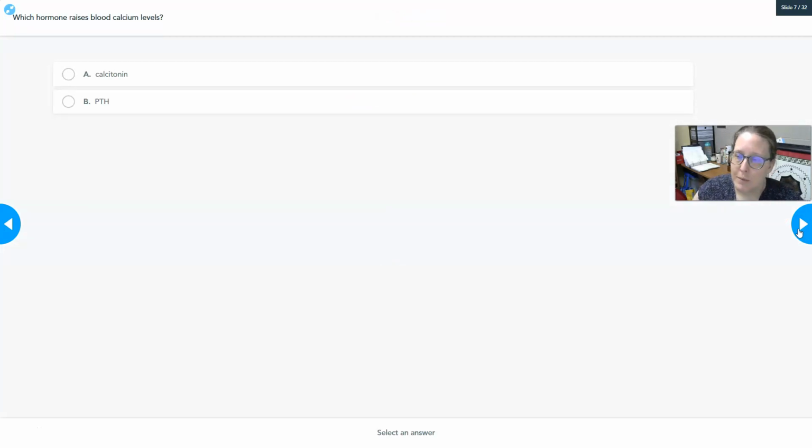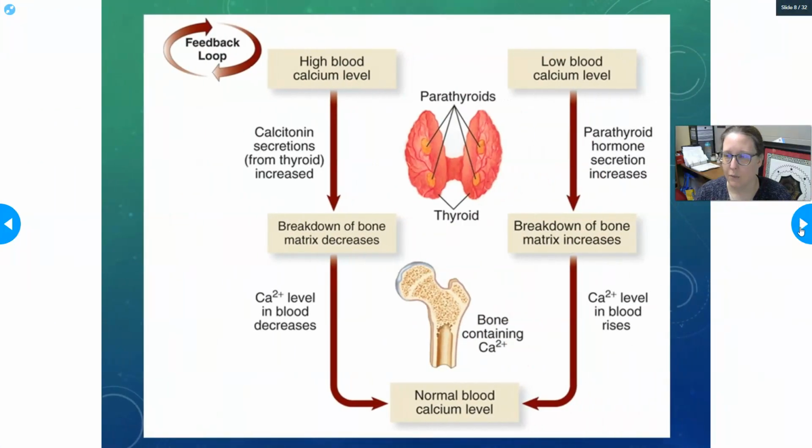Do you remember, or do you know, which hormone raises your blood calcium levels? If your blood calcium levels are low, which one of these two will kick in to raise it up? I've already mentioned it, but let's see what you remember.